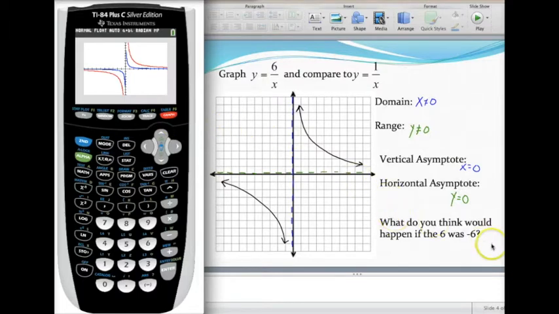There was one question that I also asked, and that was, what do you suppose would happen if the 6 was a negative 6 instead? And so while I get this typed in, maybe you want to make a guess. I'm going to delete the 1 over x. And you can see if you are right.